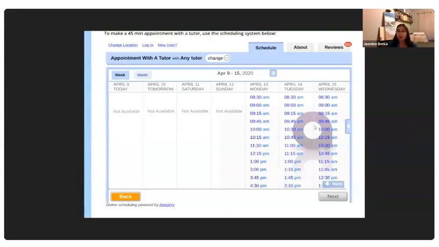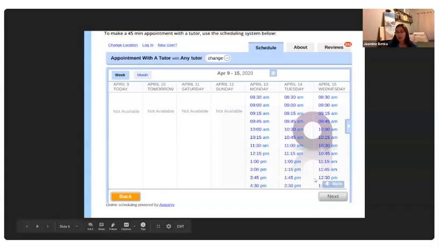So here, all of the available times and dates that a tutor is available will show up. So if you're looking for any tutor, all of the tutors come up, or you can come up here and change it if you're looking to work with a specific tutor, and just their available times will show up. So all you're going to do is pick the time and date that works best for you. You'll select that and you'll hit next.